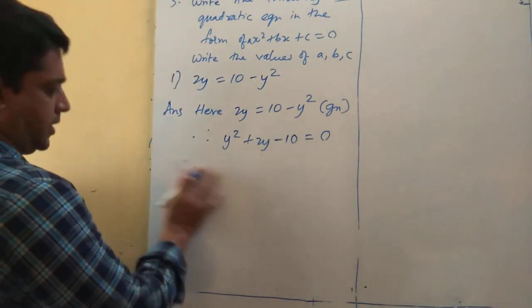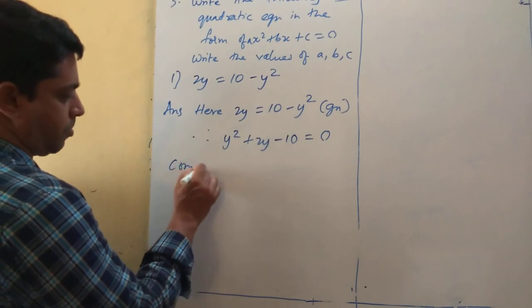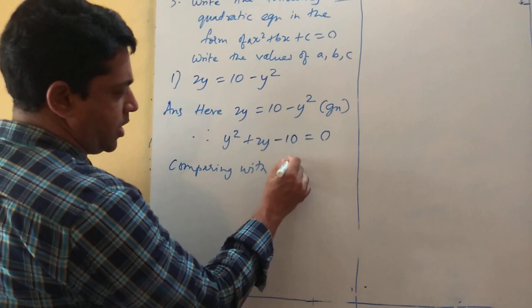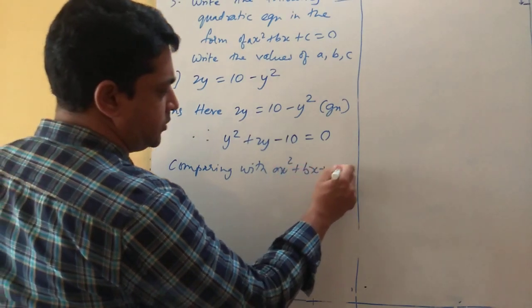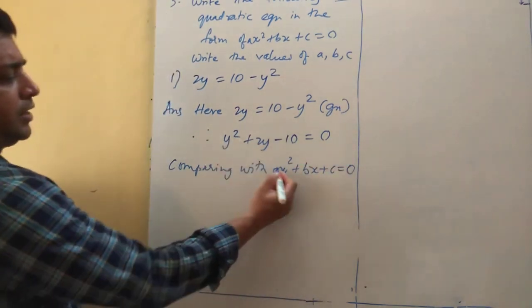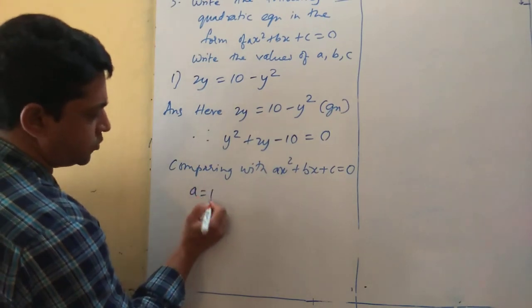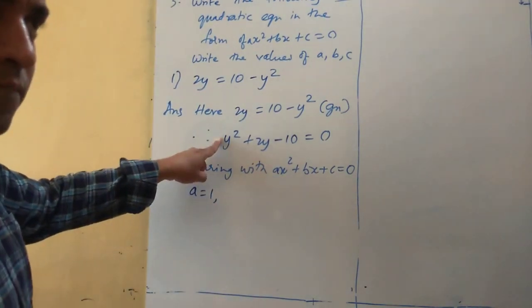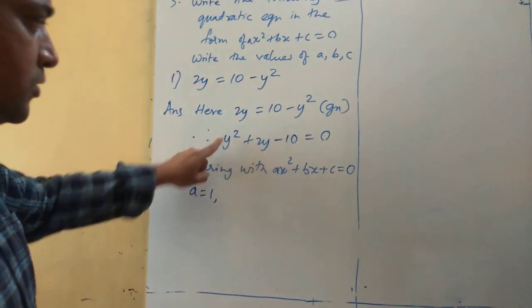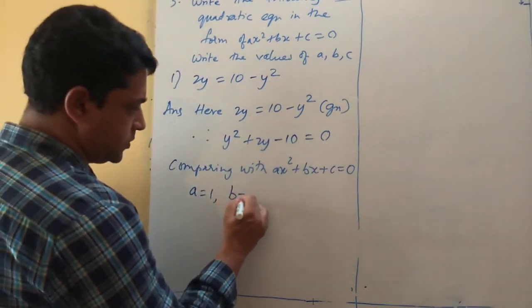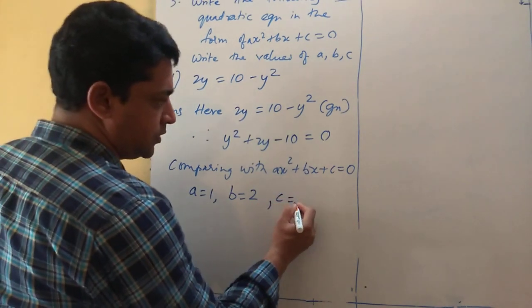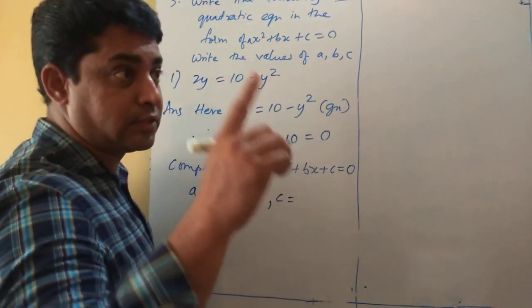Therefore, comparing with ax square plus bx plus c is equal to 0, we get A as 1. Correct? There are no values here. No number is written. That means A is 1. B is 2. And C is negative 10, minus 10.